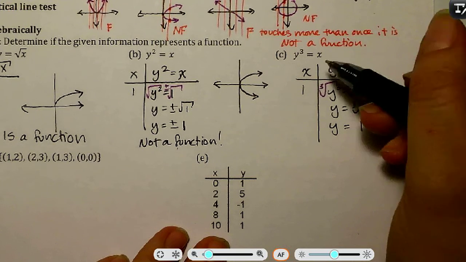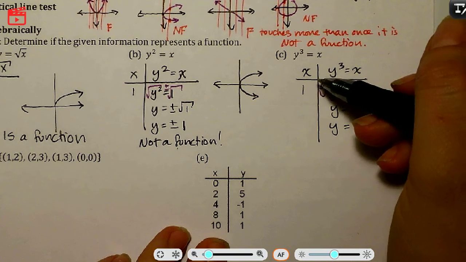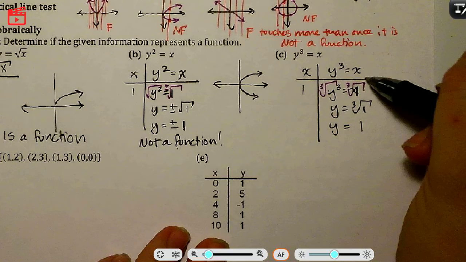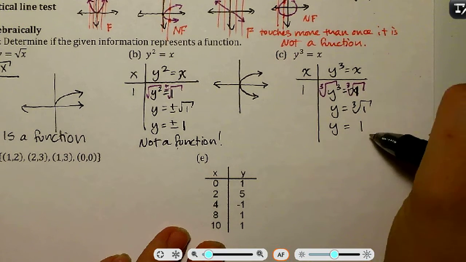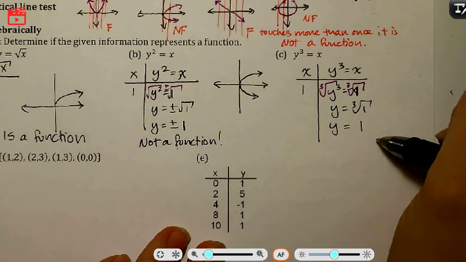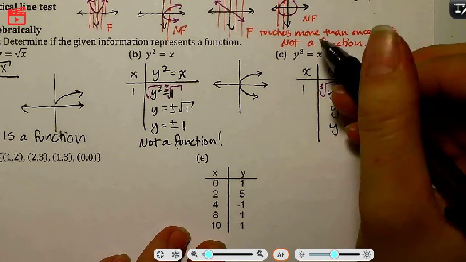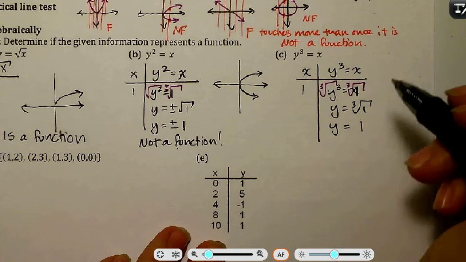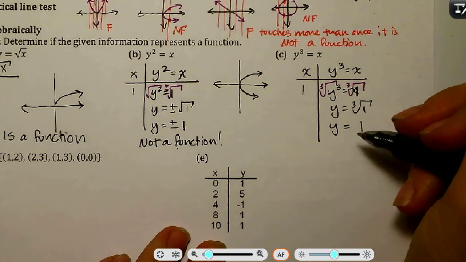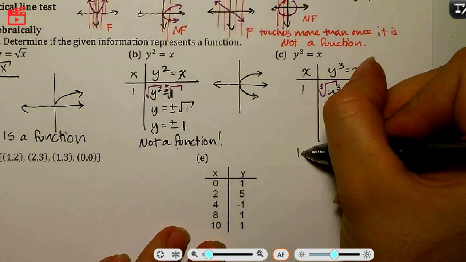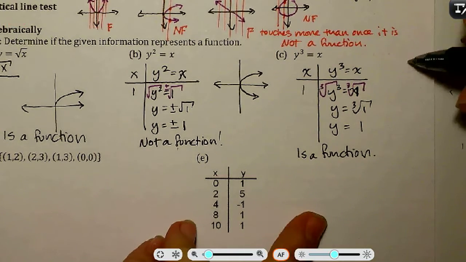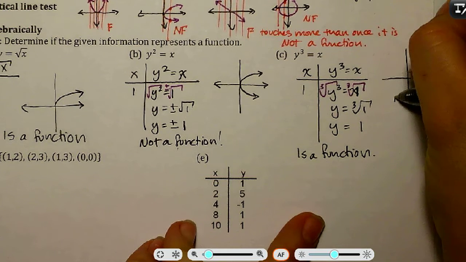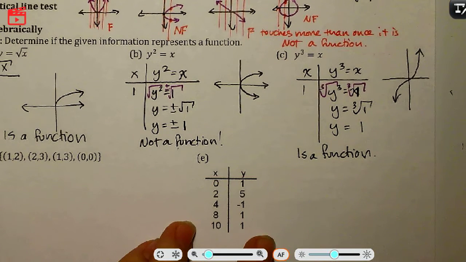In fact, every time I pick a value for x and solve for y, because when I take the cube root I'm not adding the plus or minus symbol, I will always end up with just one answer. Knowing that whatever value I pick for x, I will always end up with one value for y, I know this is a function. And if you want a quick hint on what the graph of this looks like, it looks something like that, which also passes the vertical line test.